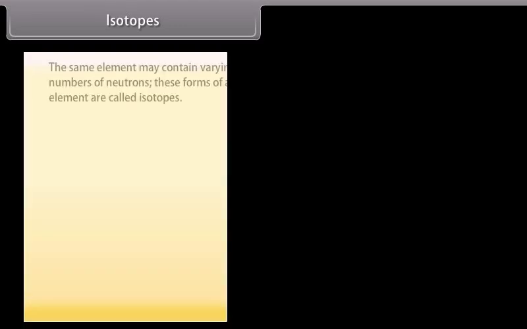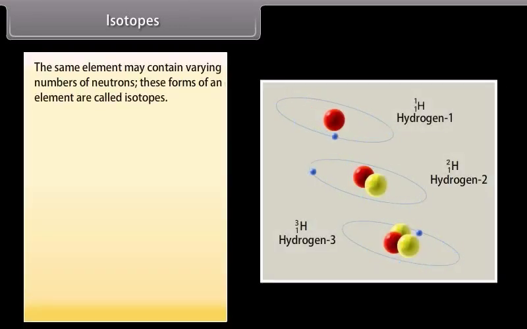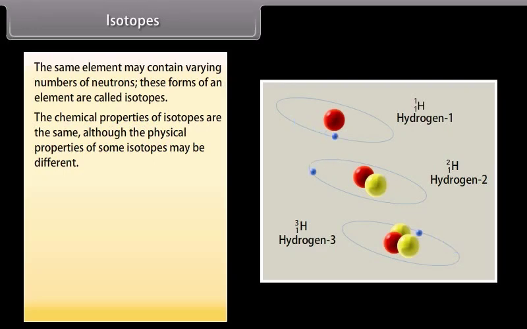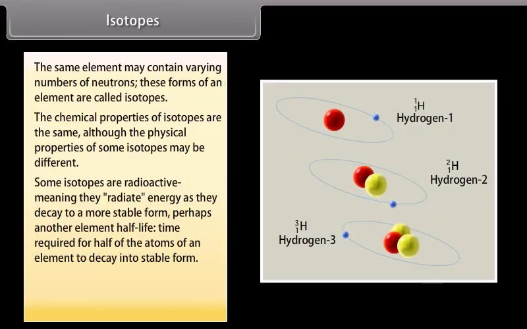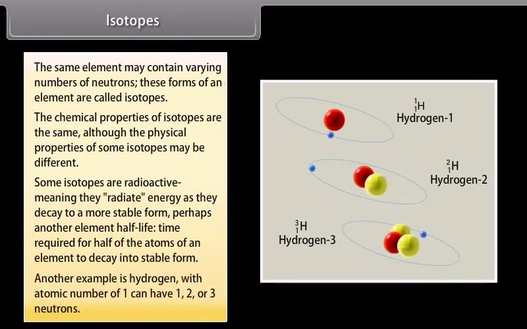Isotopes. The same element may contain varying numbers of neutrons. These forms of an element are called isotopes. The chemical properties of isotopes are the same, although the physical properties of some isotopes may be different. Some isotopes are radioactive, meaning they radiate energy as they decay to a more stable form, perhaps another element. Half-life: time required for half of the atoms of an element to decay into stable form. Another example is hydrogen, with atomic number of 1, can have 1, 2, or 3 neutrons.